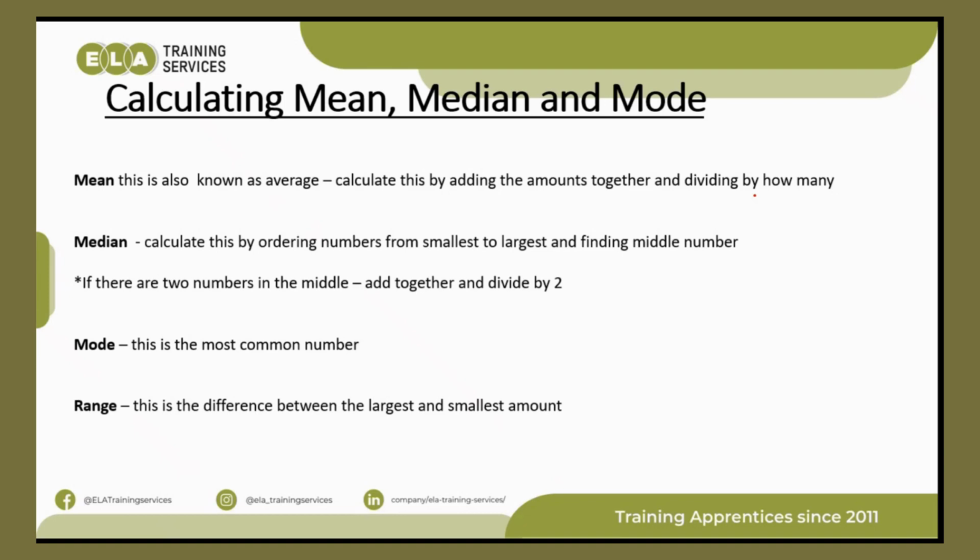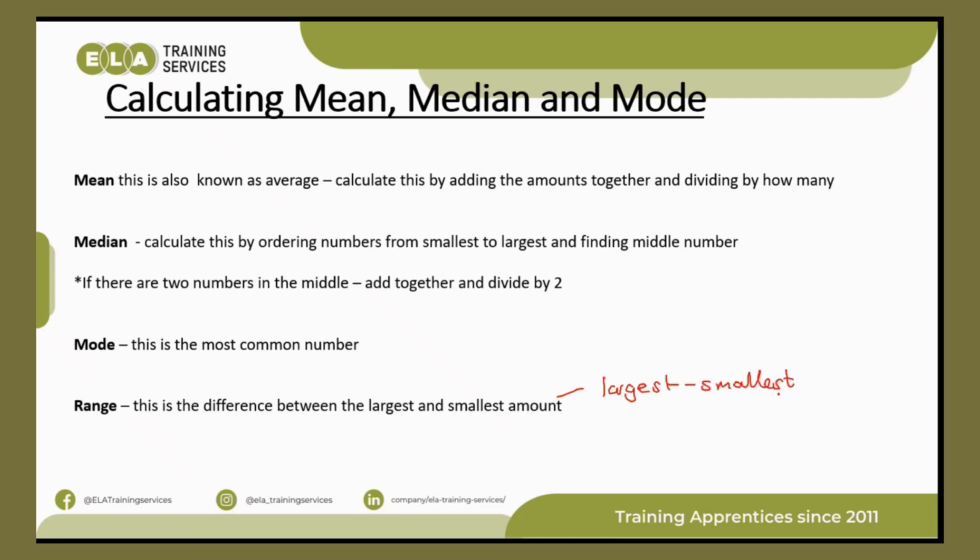So mean, which is also known as the average, we calculate by adding the amounts together and dividing by how many numbers there are. To calculate the median, we order our numbers from smallest to largest, and then we find our middle number. If there are two numbers in the middle, we add them together and divide by 2. Our mode is our most common number. If there are two numbers that are the mode, you must list both. And then the range is the difference between the largest and the smallest, or the largest take away the smallest. So whichever way you wish to do that.